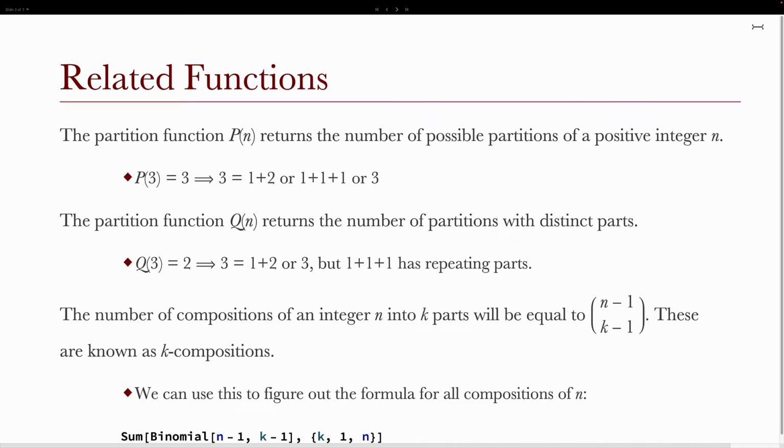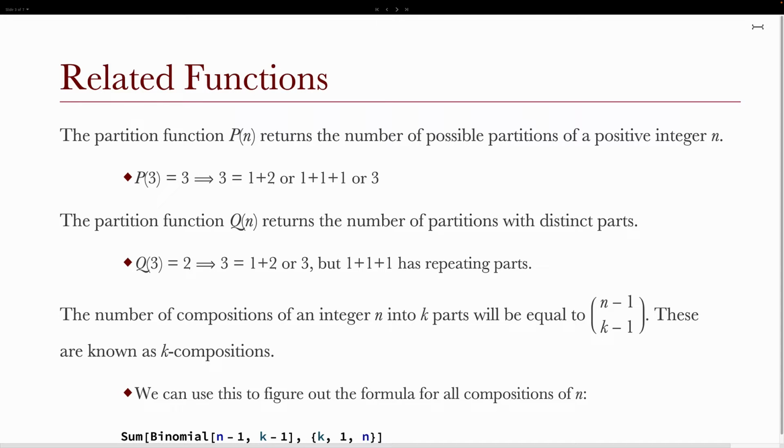Now, there are some specific functions that are commonly used when talking about partitions, like the partition function p of n, which returns the number of possible partitions of a positive integer n. For example, p of 3 is equal to 3, as you can write 3 as 1 plus 2, or 1 plus 1 plus 1, or 3.